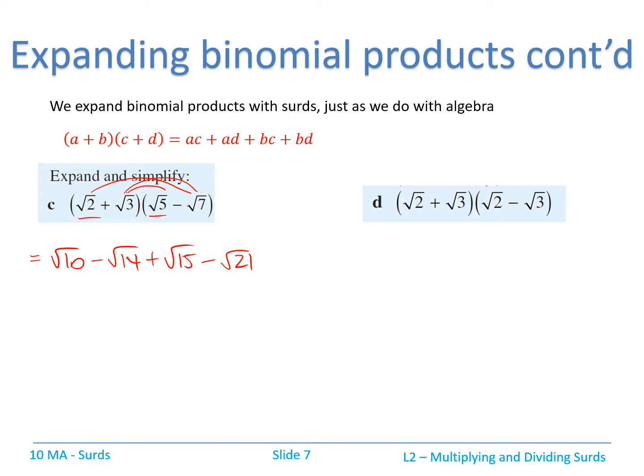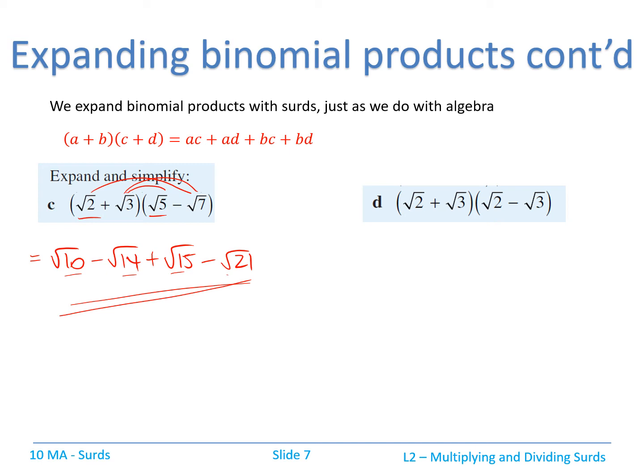Now, people will try and add these together, but we can't do anything with it. We don't have any like surds, and we can't simplify them at all. There's nothing that goes into 10 that's square rootable, no factors. 14, 15, and 21. So that's it. You can't simplify it any further.